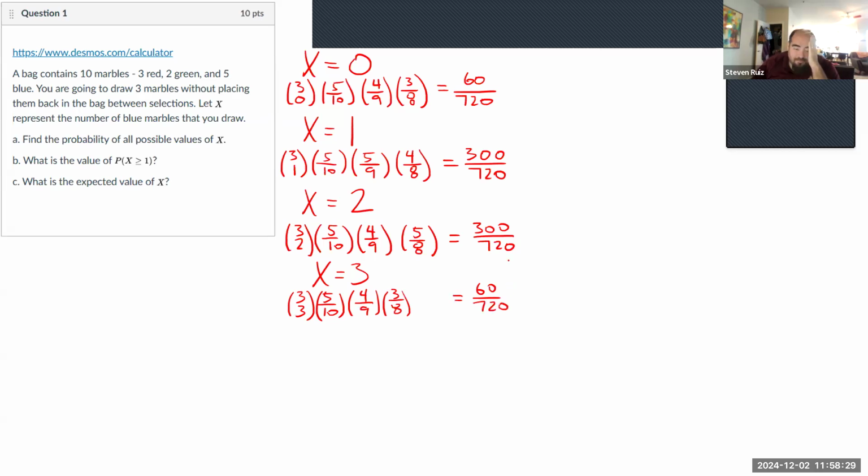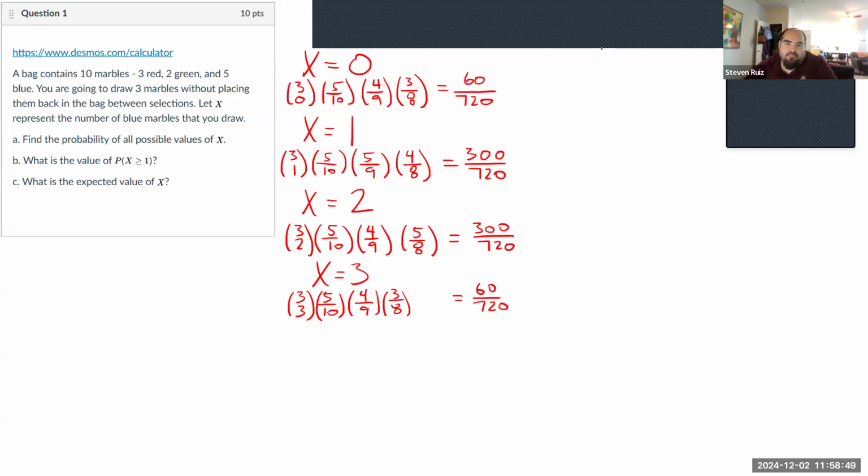Okay, so now, before I reduce, let's make sure this makes sense. Do these all add up to 720? 300 plus 300 is 600. 60 plus 60 is 120. 600 plus 120 is 720. So that's a good little benchmark to show that all your probabilities add up to 1.